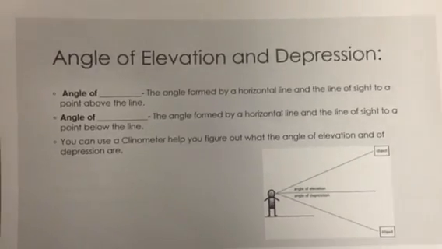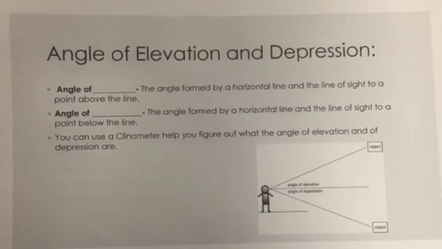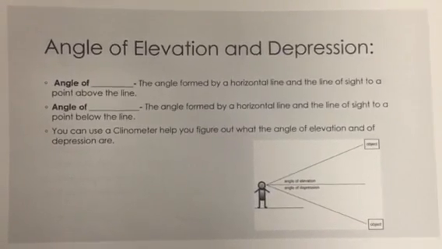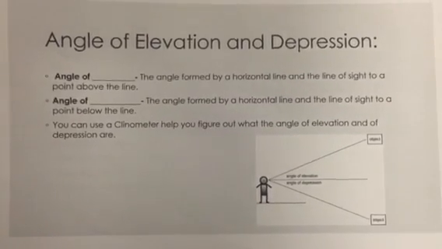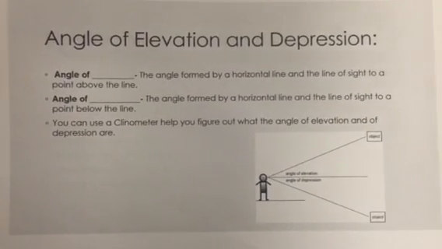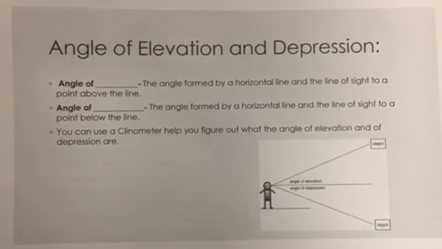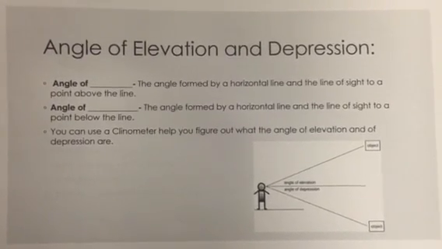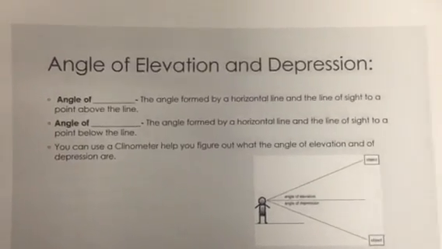Angle of elevation, the angle formed by a horizontal line and the line of sight to a point above the line. Angle of depression, the angle formed by a horizontal line and the line of sight to a point below the line. You can use a clinometer to help you figure out the angle of elevation and depression.